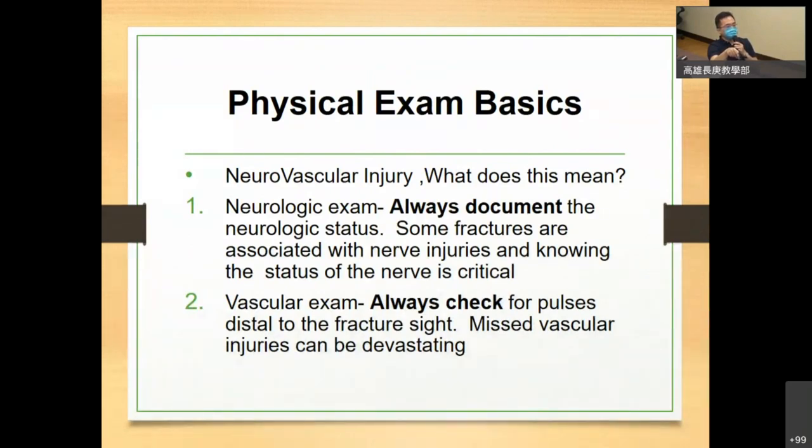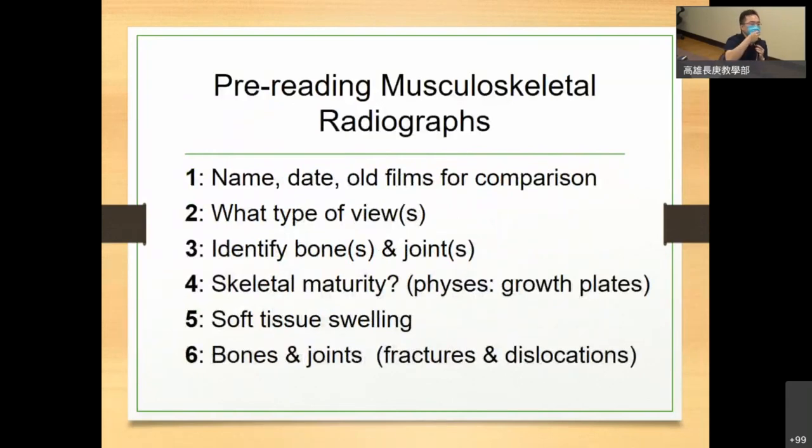So always do the neurological examination on a patient with a fracture or trauma, and always document the neurological status. It's very, very important. Another important thing is the vascular examination. Always check the pulse distal to the fracture area. If there is no pulse, it's a very, very emergent thing. A missed vascular injury can be devastating.